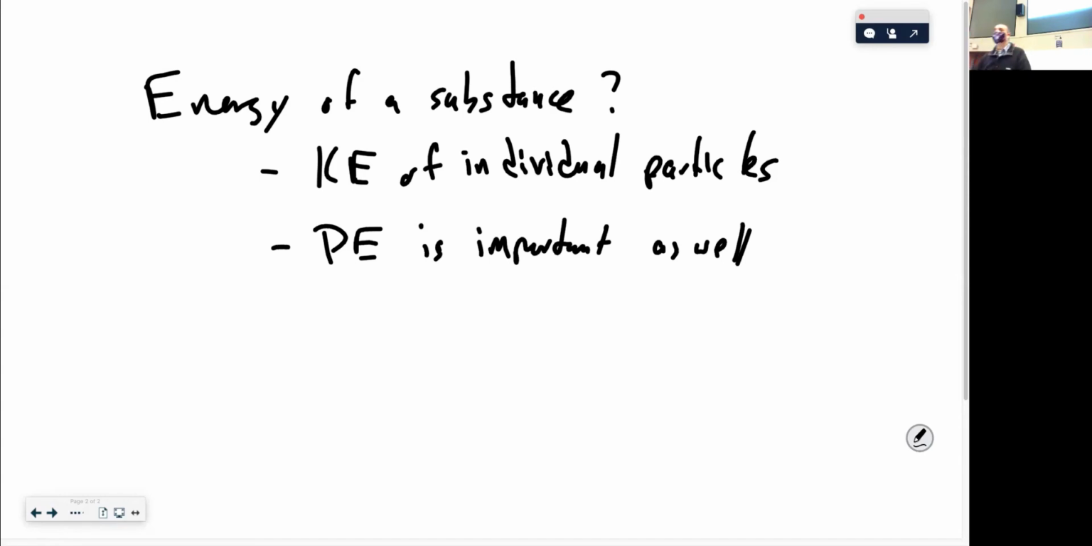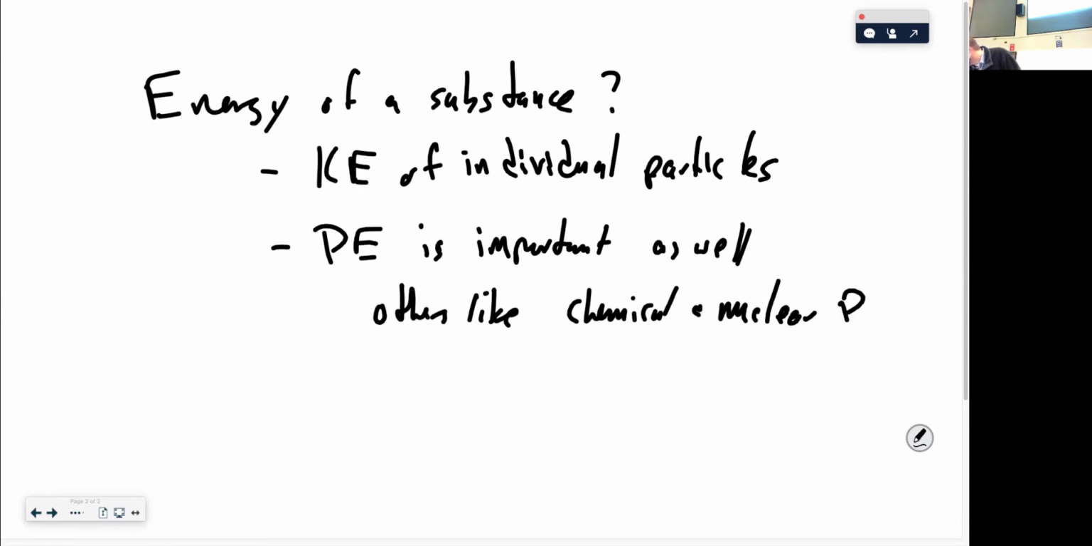Others, like chemical and nuclear, are both potential energies, but they don't tend to be thermal energy. When we say thermal energy, we're really just talking about the first two.